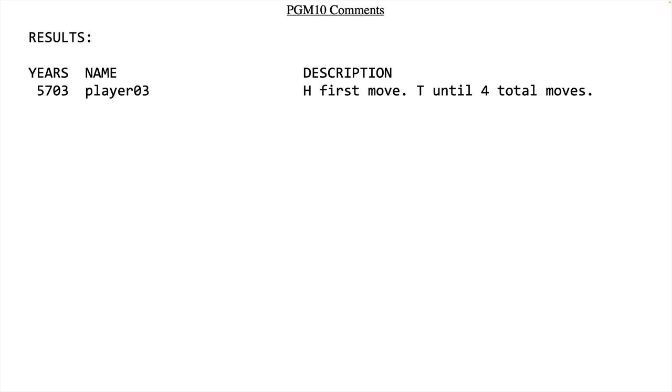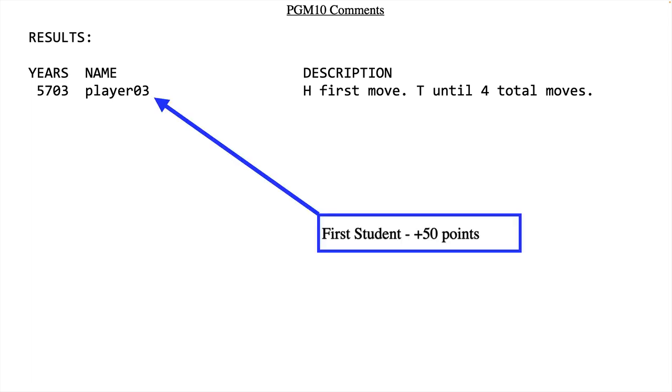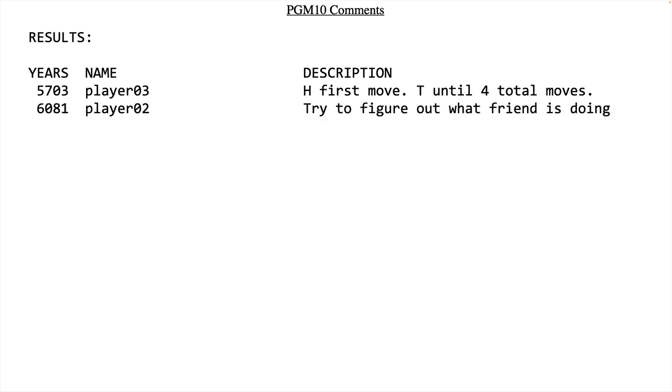So the first line of output is player 03, and they won by only getting 5,703 years in prison. And this is actually a student subroutine. So the person whose subroutine this is will be receiving 50 extra points on the assignment for first place. The next person was player 2. I believe that was one of mine.